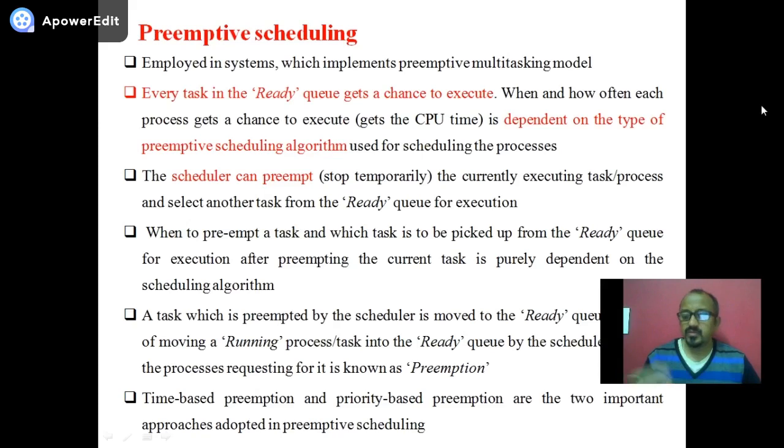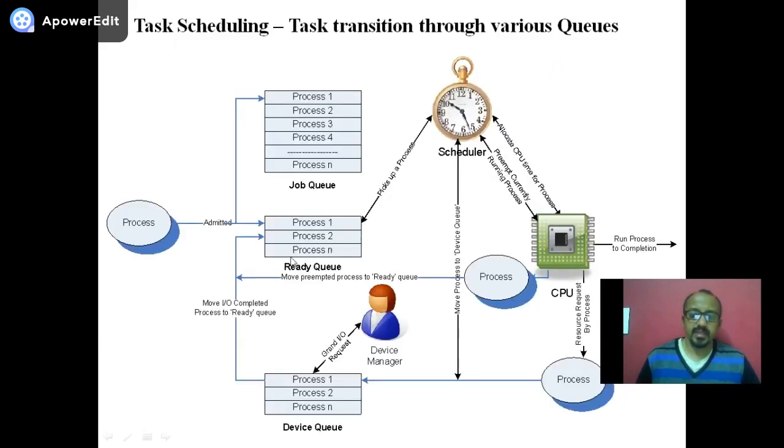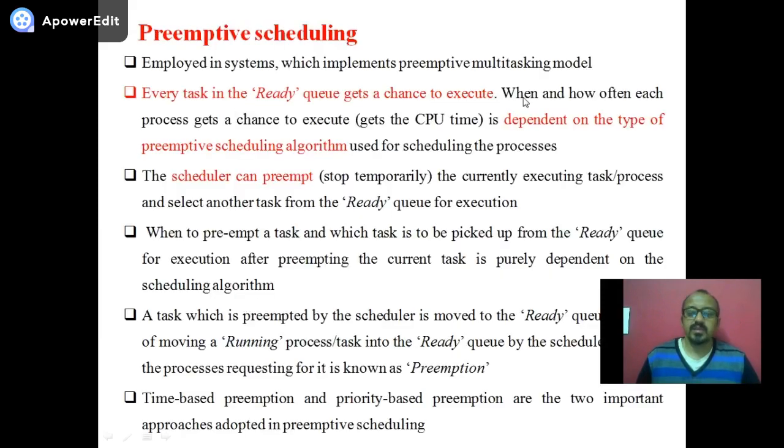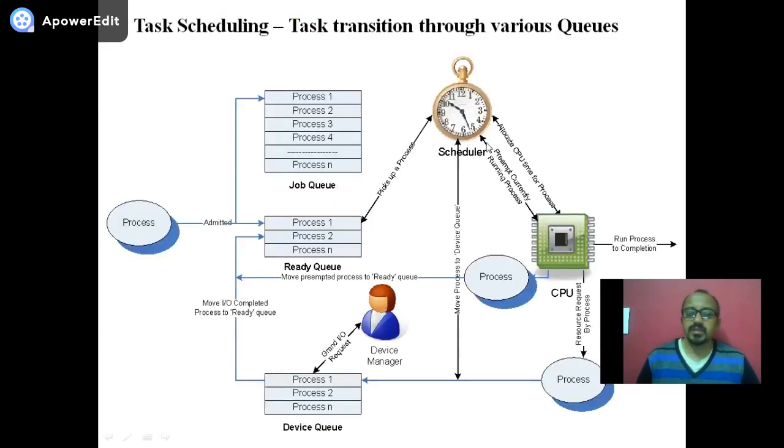Which task gets it depends on which kind of policy or algorithm we have adopted for the scheduler, whether it is round robin, shortest job first, or priority based. Every task in the ready queue gets a chance to execute. Look here, this is the ready queue. When and how often each process gets CPU time depends on the type of preemptive scheduling algorithm used in scheduling the processes.